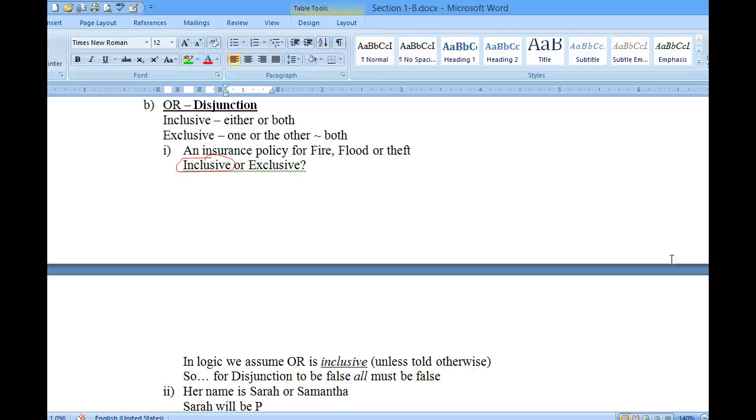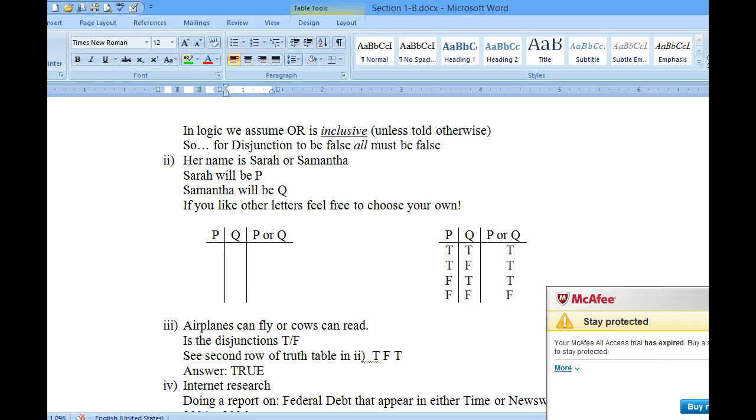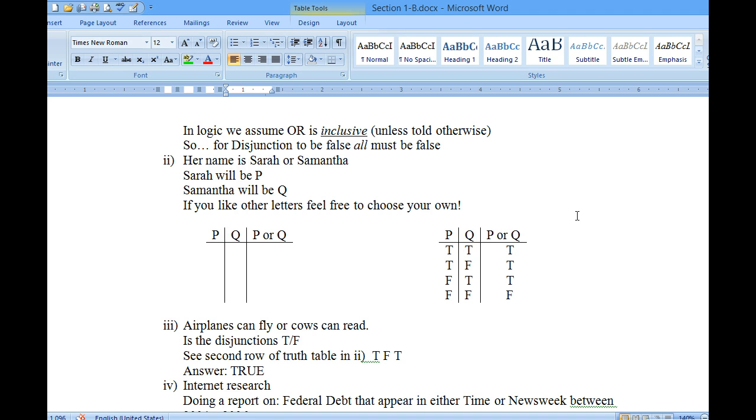So let's work through an insurance policy. If I have a policy for fire, flood, or theft, hopefully this insurance policy is inclusive. So if I have a fire and a flood going on at the same time, or a theft, let's say all three are happening, the insurance company is not going to say I'm only going to pay for one of those. It's either or all of them. So it's inclusive. In logic, we're also going to assume that all of the ors from now on are inclusive unless you're told otherwise. So for a disjunction to be false, all of your propositions must be false. So it's a little opposite of the conjunction.